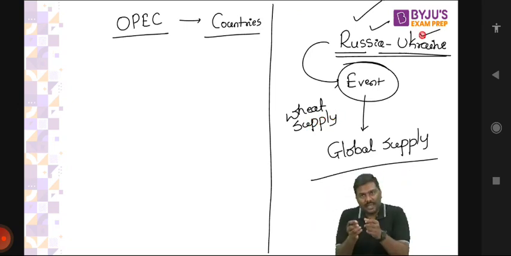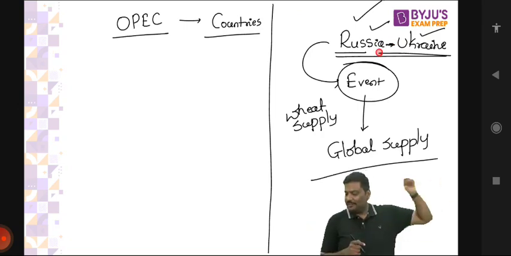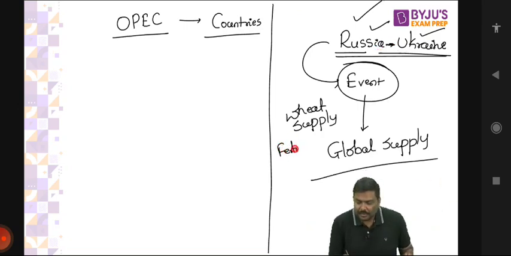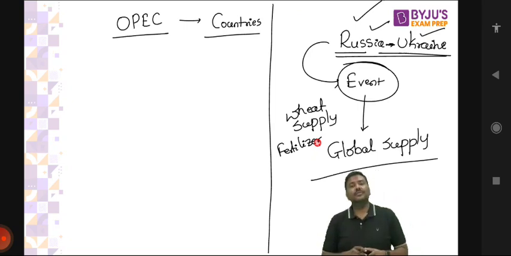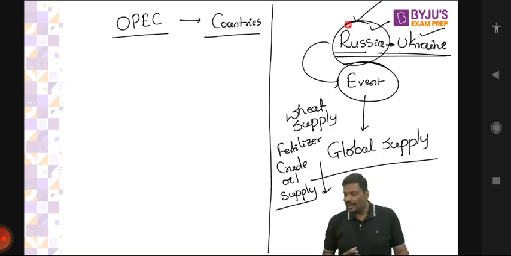Ukraine was a major exporter of wheat. And when two countries are fighting a war, focus is not on exports. Focus is on fighting the war. What about fertilizer supply? It also went down. What happened to crude oil supply? It also went down because Russia is one of the major exporters of crude oil. So now have a look at this.